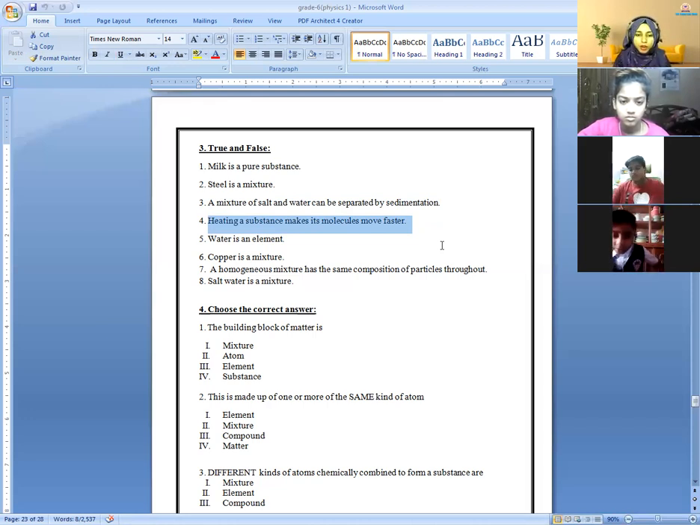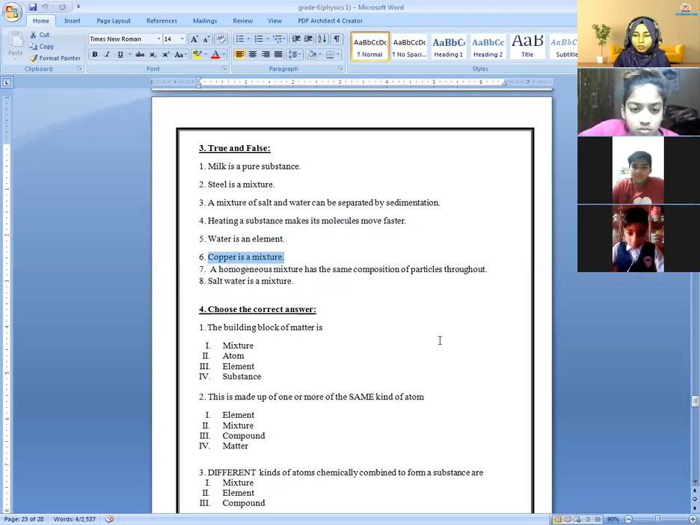Okay. Number five. Water is a compound. Exactly. Very good. Water is a compound. Then copper is a mixture. What is it? True or false? False. Because copper is not a mixture. Copper is an element, right? Yes, ma'am.